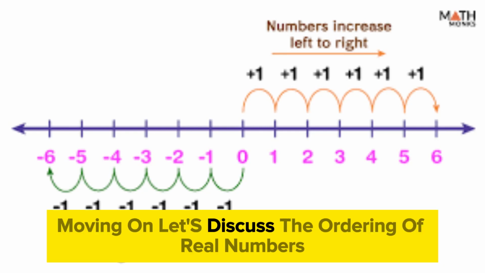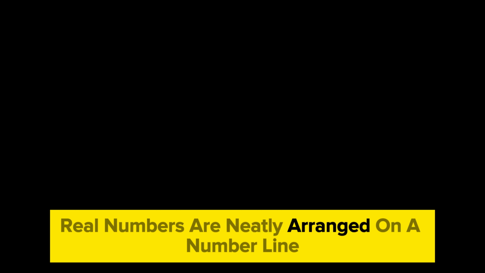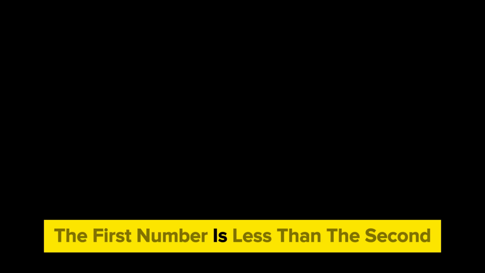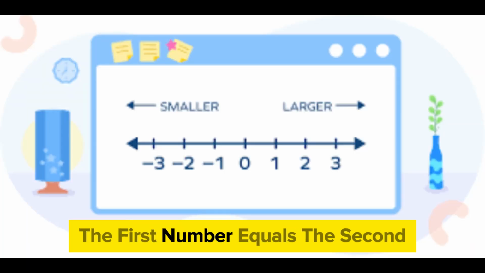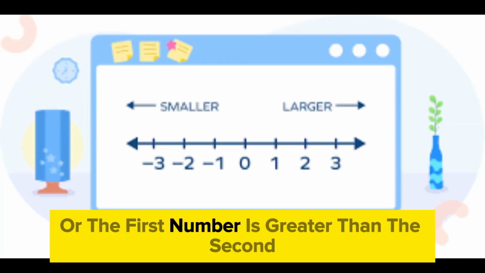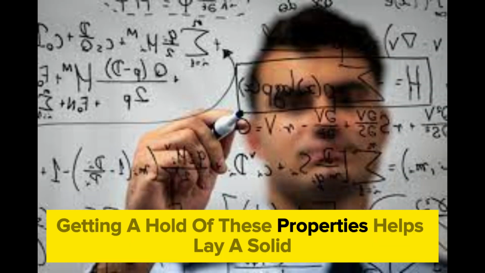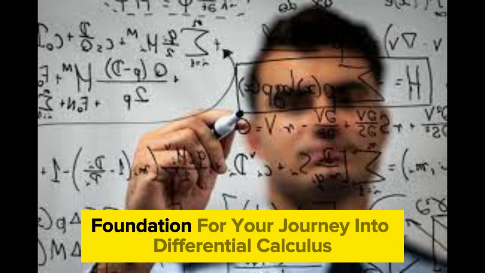Moving on, let's discuss the ordering of real numbers. Real numbers are neatly arranged on a number line. For any two real numbers, one of three conditions must hold. The first number is less than the second, the first number equals the second, or the first number is greater than the second. This order is crucial for understanding inequalities and limits in calculus. Getting a hold of these properties helps lay a solid foundation for your journey into differential calculus.